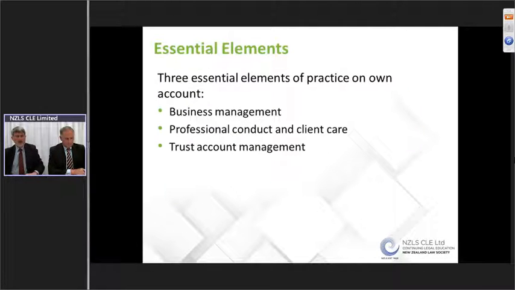The 3 essential elements of practice on own account are business management, and I know I keep talking about this as being a business, and I know that as lawyers we regard ourselves as perhaps being above all that sort of thing. But if you're going to operate a successful legal practice, then you must regard it as a business, and you must learn how to manage it.